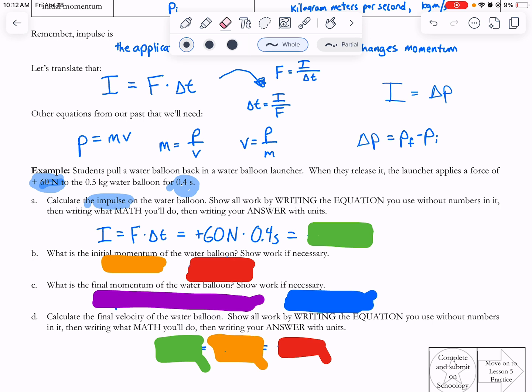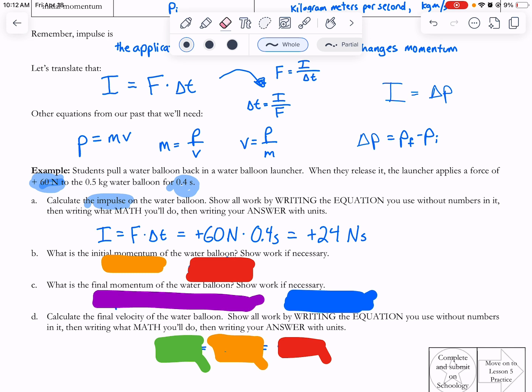So now I'm just going to plug that into my calculator, 60 times 0.4, and my calculator tells me that it's 24 newton seconds. I kept the positive because that's the direction. Impulse has direction, okay? And so it's in the same direction as the force, which is in the positive direction. So the impulse on my water balloon is in the positive direction, and it's 24 newton seconds. That's what that tells me. And if you wrote all that stuff down too, you would get all 4 points on the test, okay?